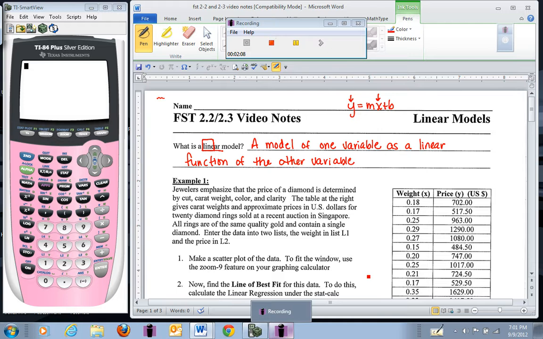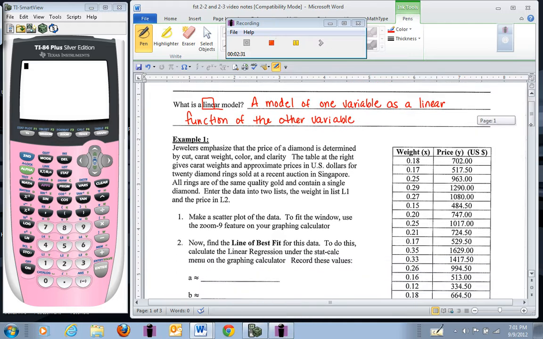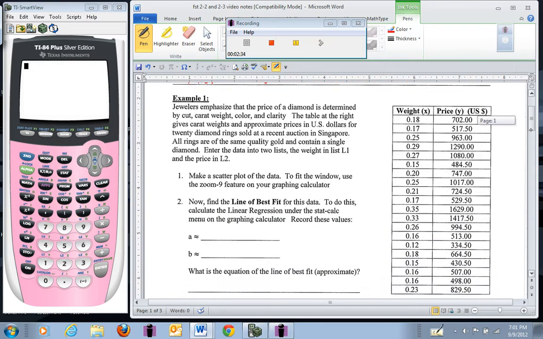Alright? So the example that we're going to start with says this: jewelers emphasize that the price of a diamond is determined by cut, carat weight, color, and clarity. The table at the right gives carat weights and approximate prices in US dollars for 20 diamond rings sold at a recent auction in Singapore. All the rings are of the same quality gold and contain a single diamond. Enter the data in the two lists, the weight in list 1 and the price in list 2. So I'm going to write that on top of here. You can write it down too. This is list 1 and this is list 2.